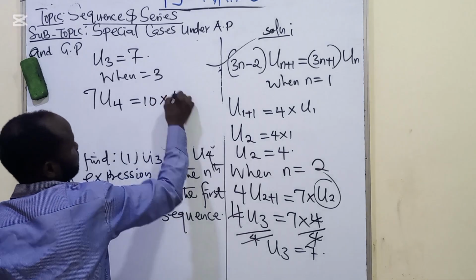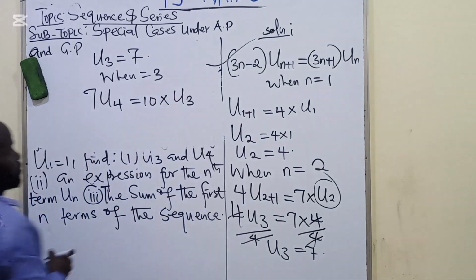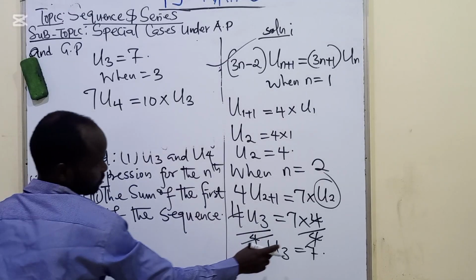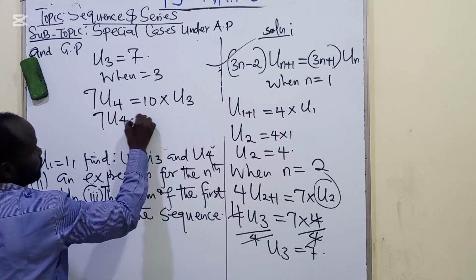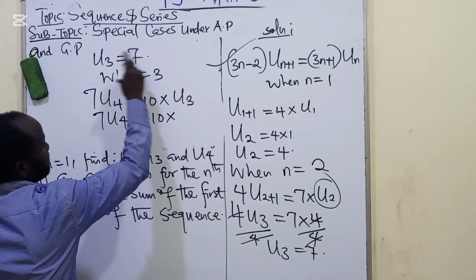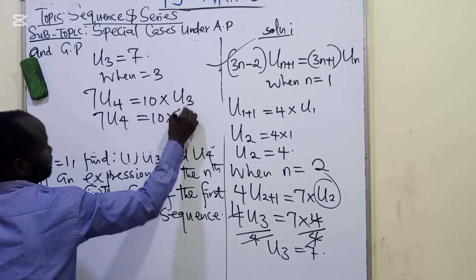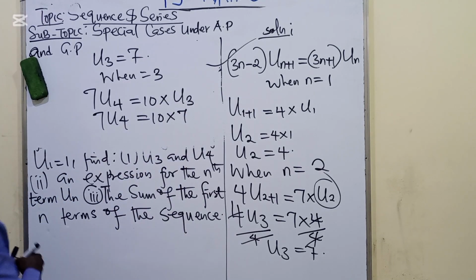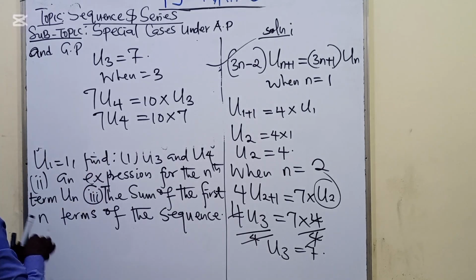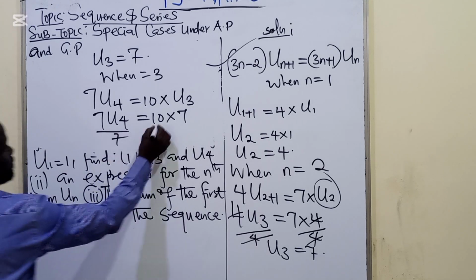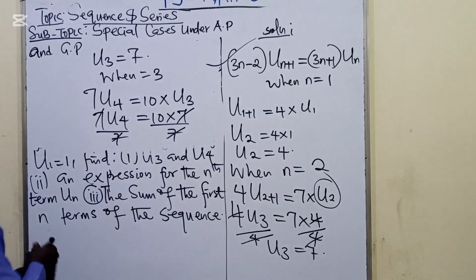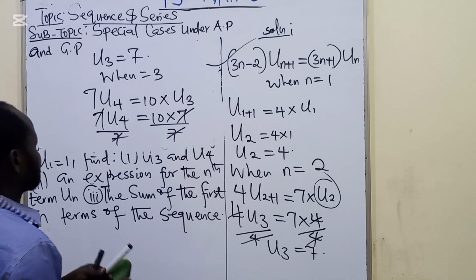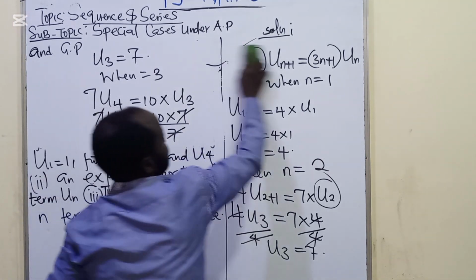Multiplied by u3, which is the third term. And the third term is nothing but 7. So it will be 7 multiplied by the fourth term equals 10 times the third term, which is 7. Now we can divide both sides by 7. If we divide both sides by 7, what are we going to get? The fourth term is nothing but 10. So let me clean here.